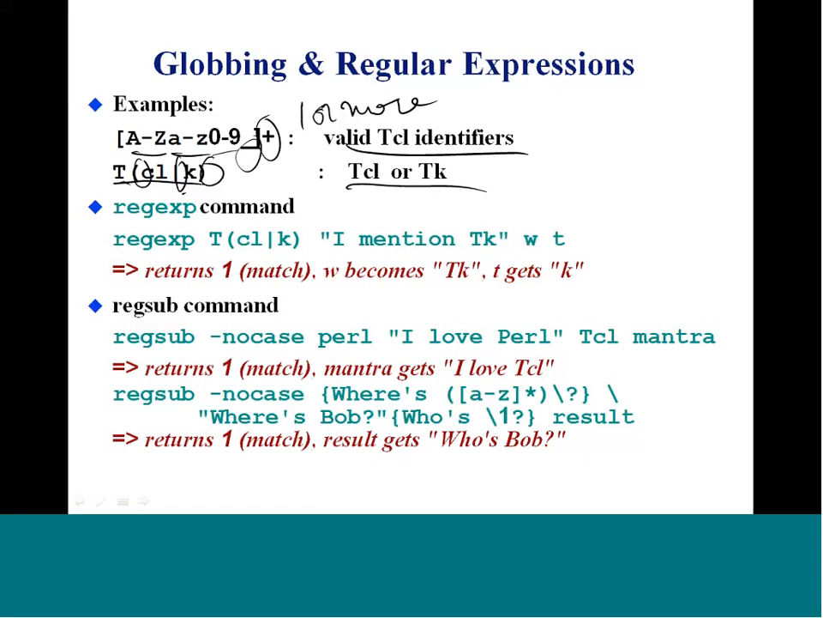So here is another example of the regexp command: regexp with the pattern and the string Tcl/Tk, where I mention Tk. So this will return 1, which is a match, and then the W becomes Tk, and the T gets K essentially.